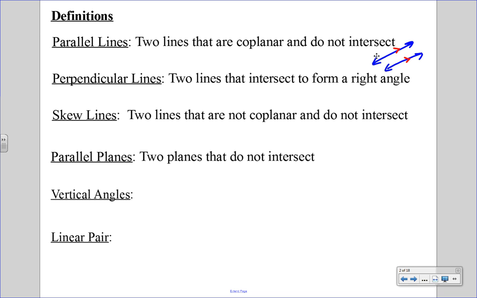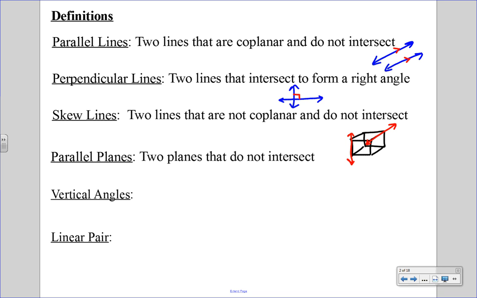Perpendicular lines are two lines that intersect to form a right angle. And we have that right square right there to indicate a right angle. Skew lines are two lines that are not coplanar and do not intersect. It's a little bit easier to see this if I draw a cube. So skew lines would be something like right here and right here, okay? They're going in different directions and they're in different planes.